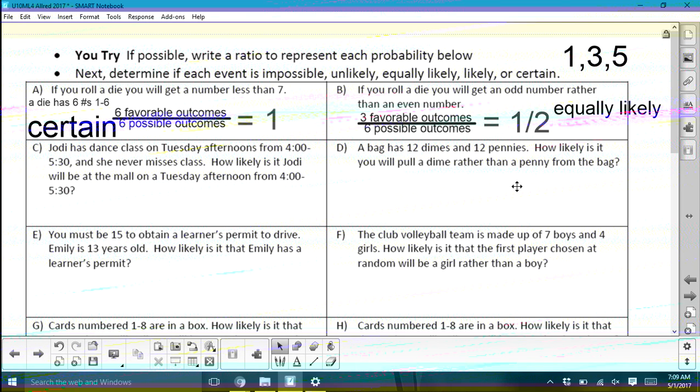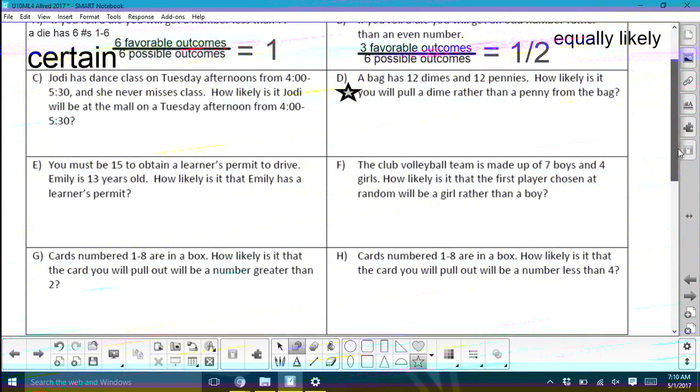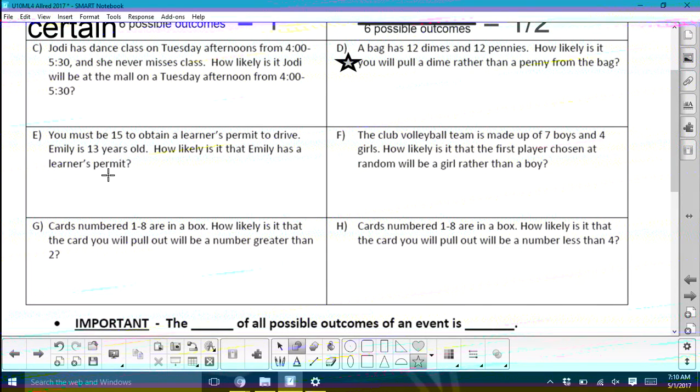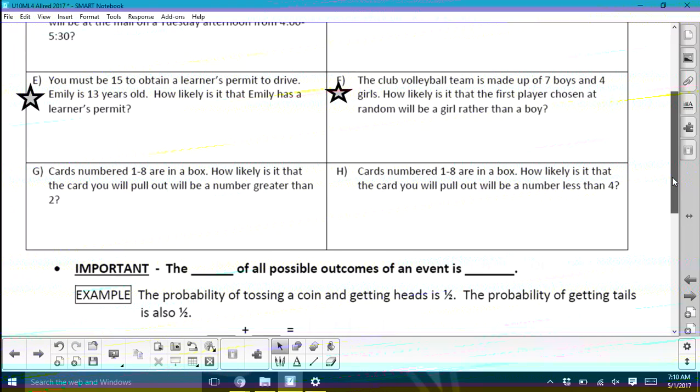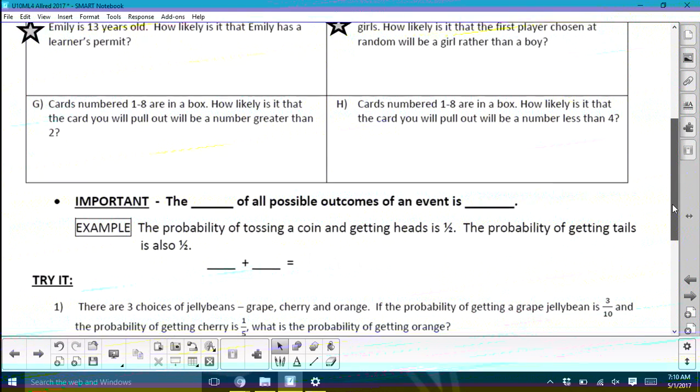Ed Puzzle is actually going to ask you about number D, that's right. And then it's going to ask you about number E, and it's actually going to ask you about number F as well. So you got 3 different things that Ed Puzzle is going to ask you about: D, E, and F. Okay, so answer them.